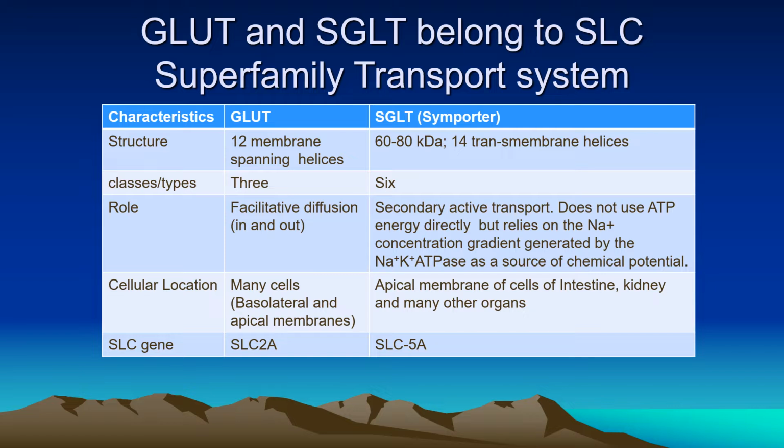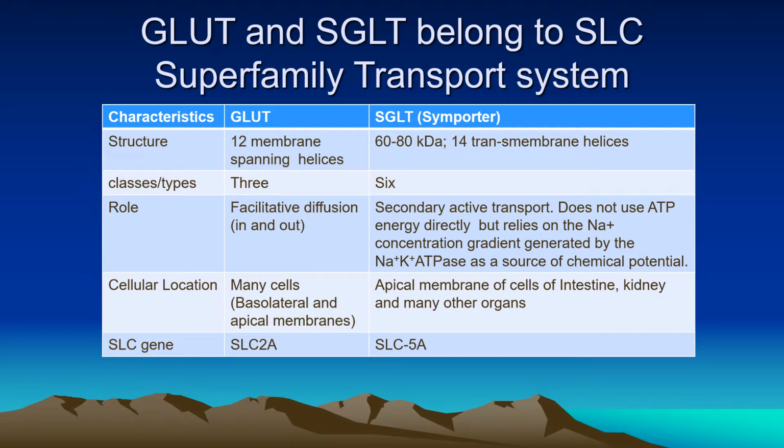If we compare these two, both are transmembrane proteins. The structure of GLUT is 12 membrane spanning helices. The structure of SGLT is 60 to 80 kilodalton, 14 transmembrane helices. There are three classes of GLUTs known today, and there are 6 types of SGLTs known today.